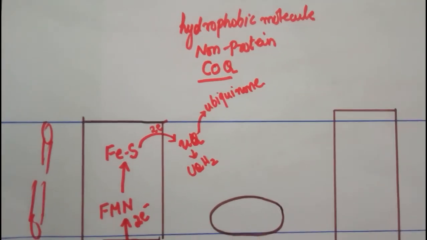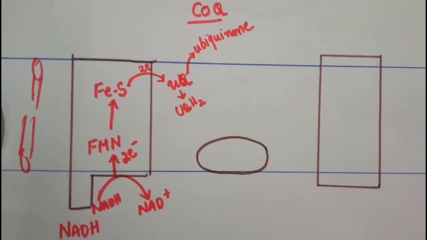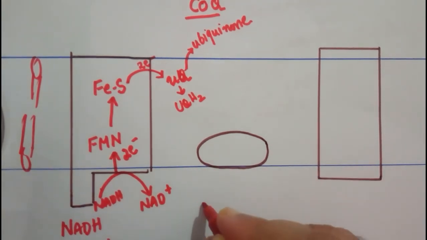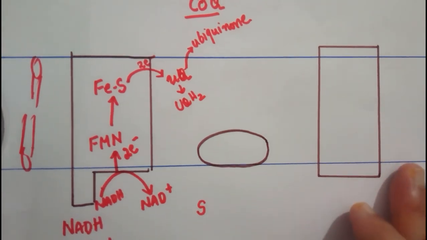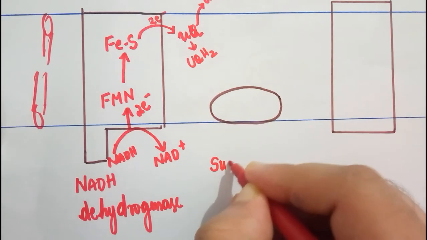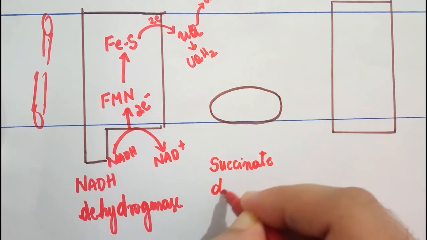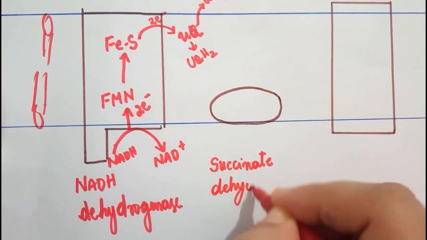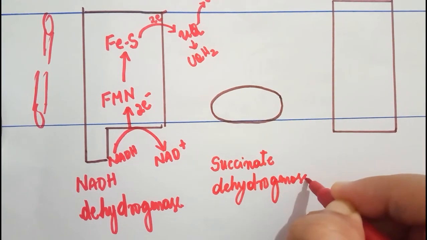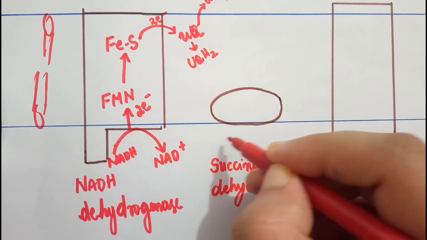Now let us come to complex 2. Complex 2 is called the succinate dehydrogenase complex. I told you dehydrogenases are going to remove hydrogen, that is 2 protons and 2 electrons.